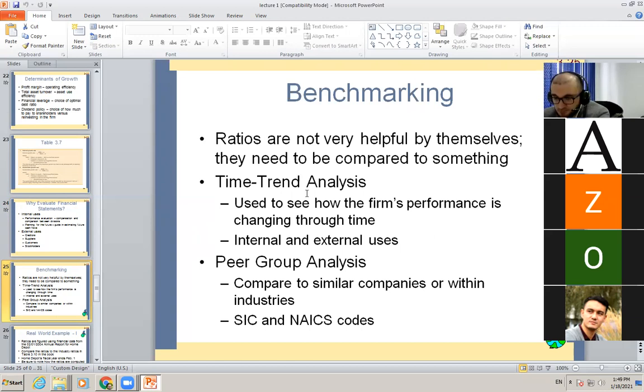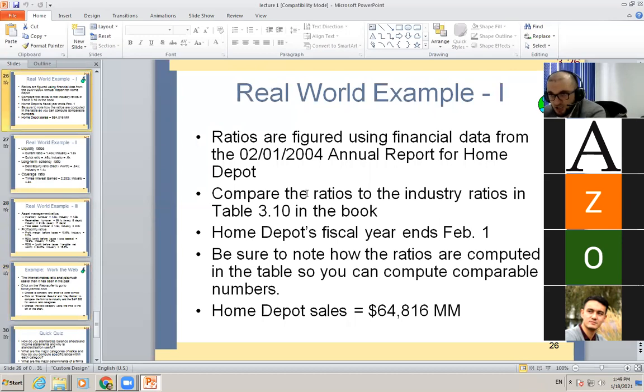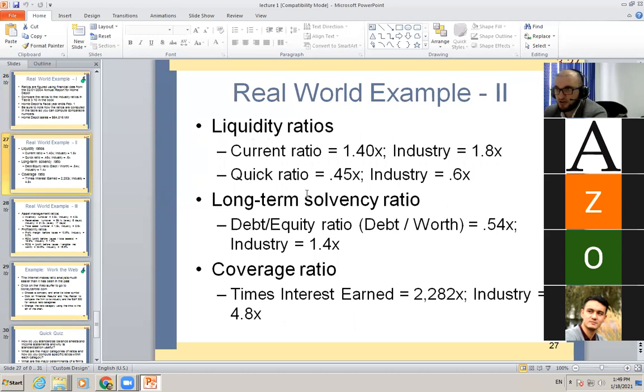Okay, using the same standardized common size income statement and balance sheet, even if they could be in a different country, however they're in the same industry. The ratios are figured using the financial data reported in the annual report from Home Depot in 2004. So there are some benchmarks given, like for the industry.